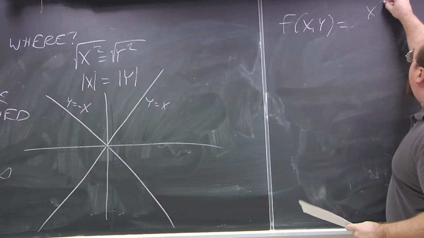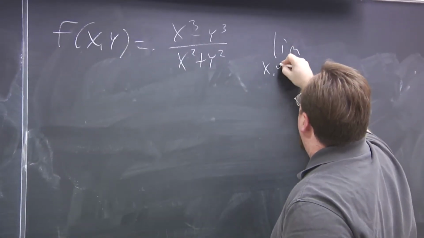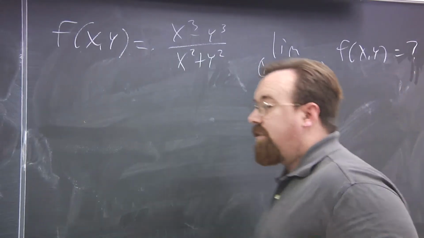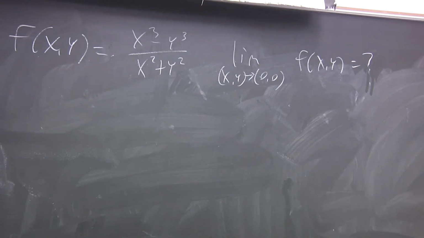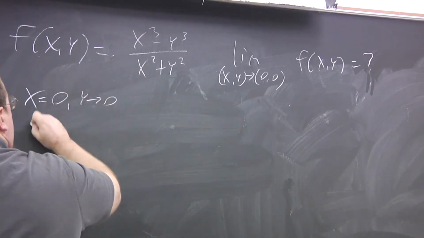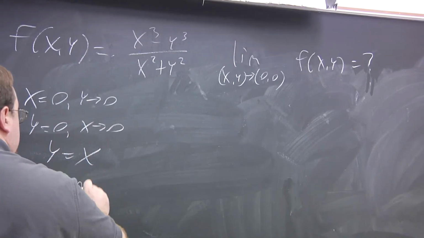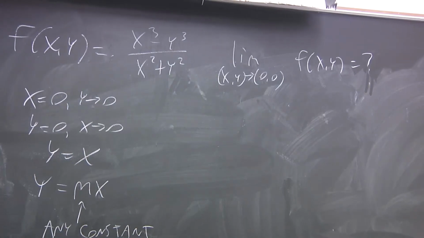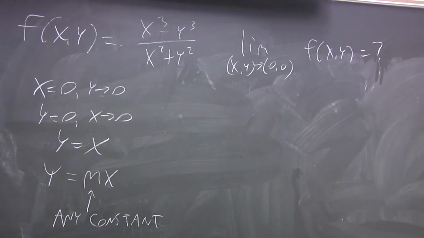Limits. x cubed minus y cubed over x squared plus y squared. We want the limit as (x, y) goes to (0, 0). So we want to figure out what that is, if it exists, and prove that the limit is what we think it is. We could try, like I mentioned last time, looking along certain paths. So for instance, x equals 0, y goes to 0; y equals 0, x goes to 0; y equals x, or more broadly, y equals mx, where m is any number. If you leave m undetermined, that allows you to check infinitely many directions much more efficiently than just trial and error like this.